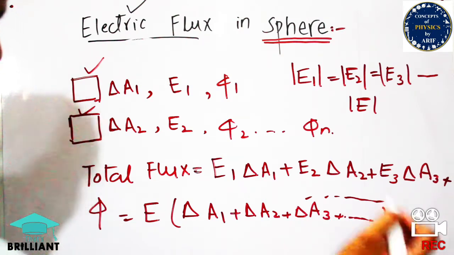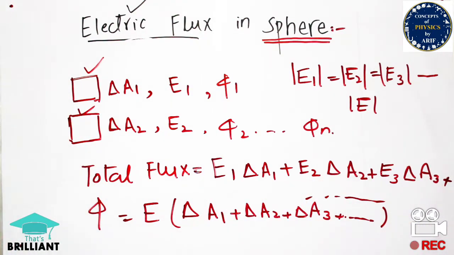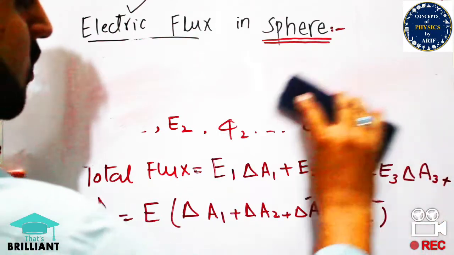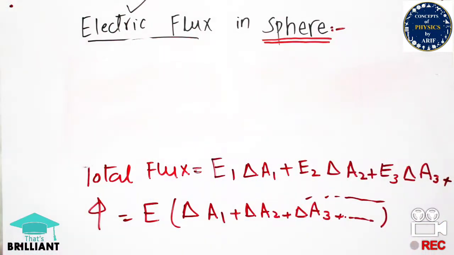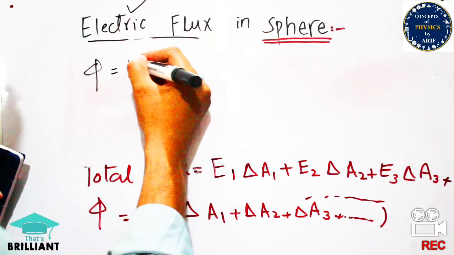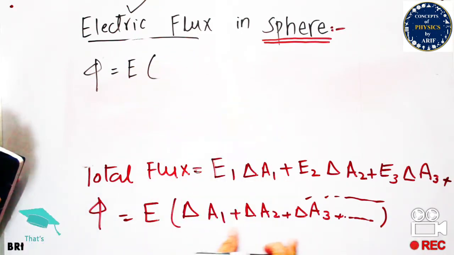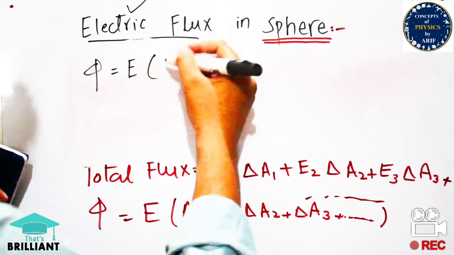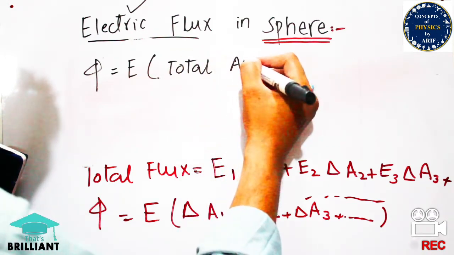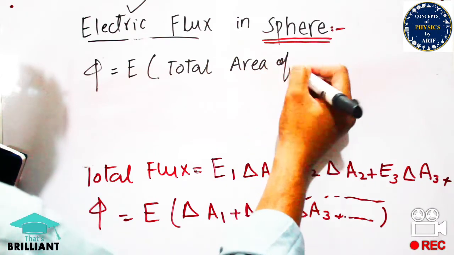So this delta A1, delta A2, delta A3 is the sum of all the patches of flat areas. So if we sum all the patches, the total area will be the spherical shape of that area, and phi is equal to E multiplied by the total area of the spherical shape or spherical surface.